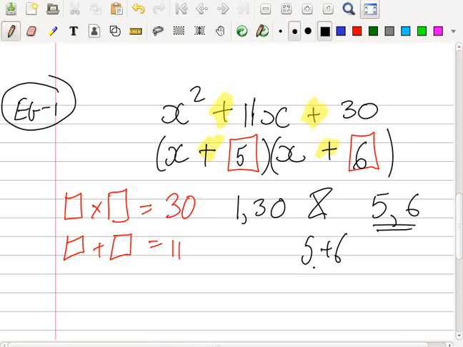Okay, so write that example down, please. And just to be clear, this one here is multiply and this one here is add.